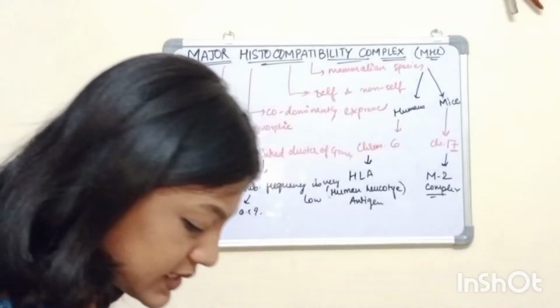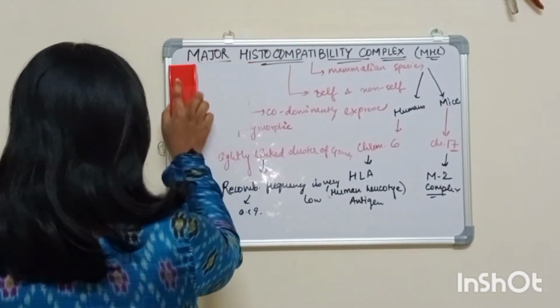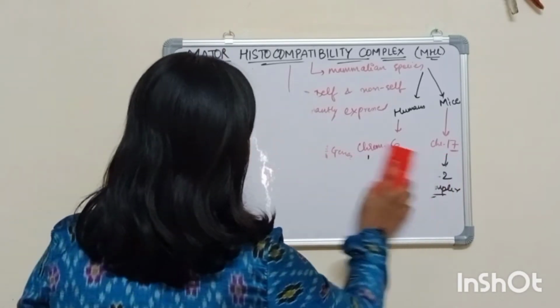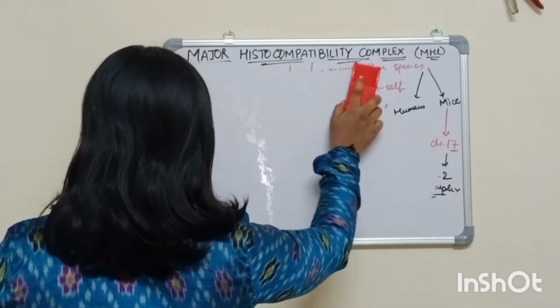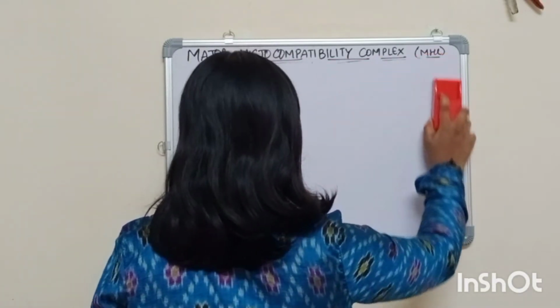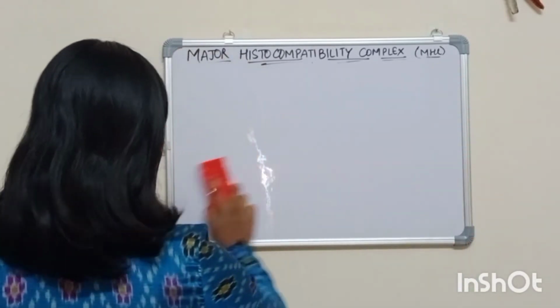Now what does MHC do? MHC is a structure that presents the antigenic peptides, the foreign antigen, to T cells, so that the body can recognize that it is a non-self cell and so that the antigen can be killed.